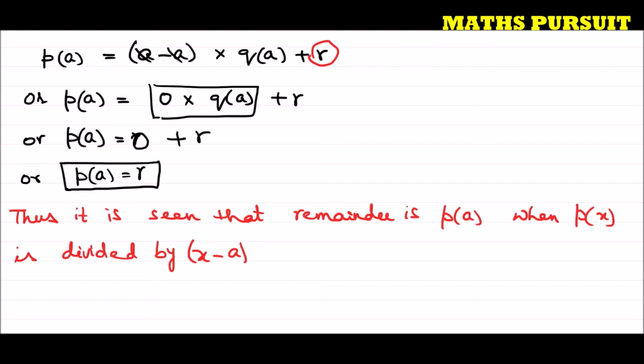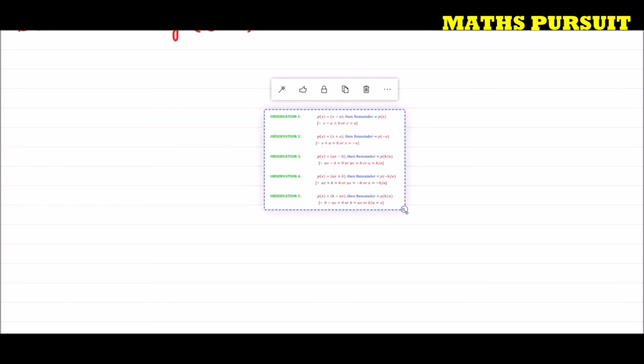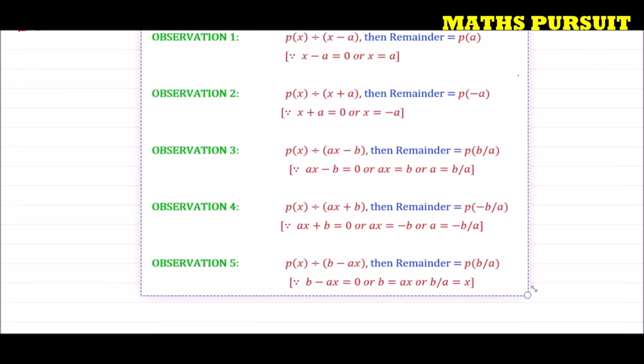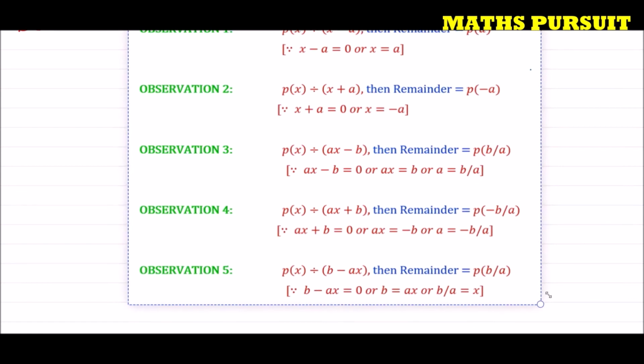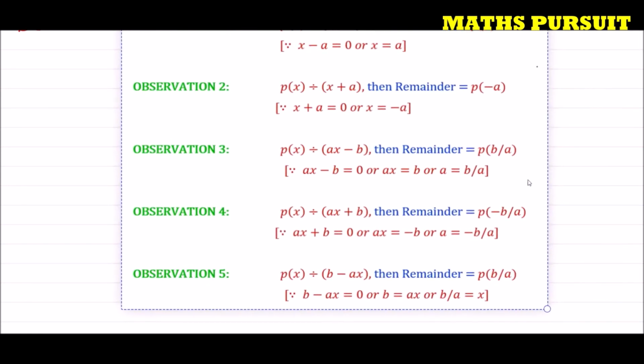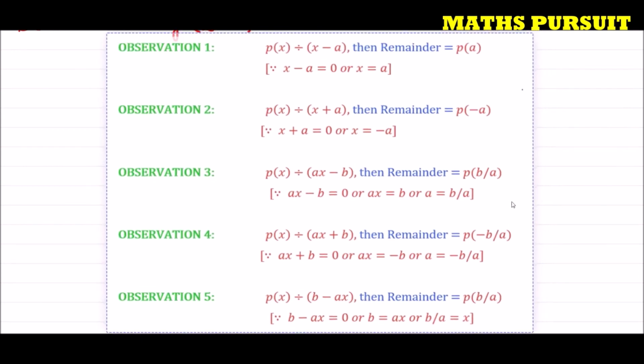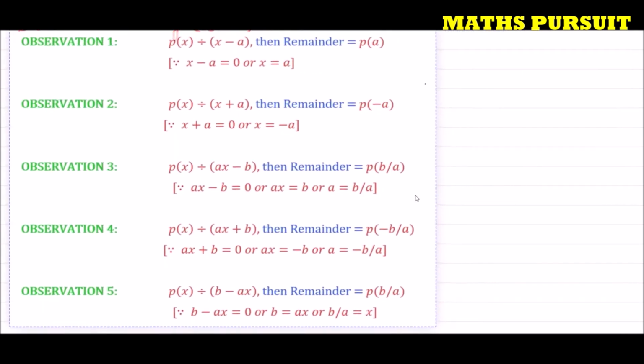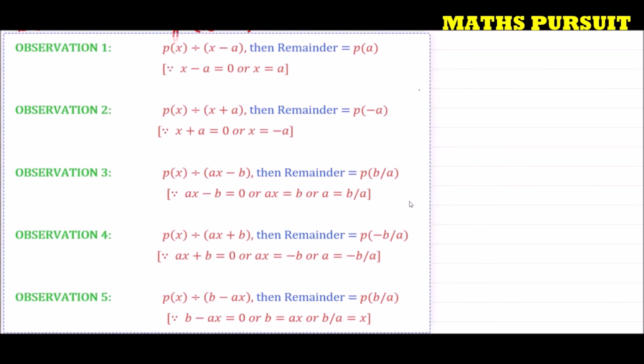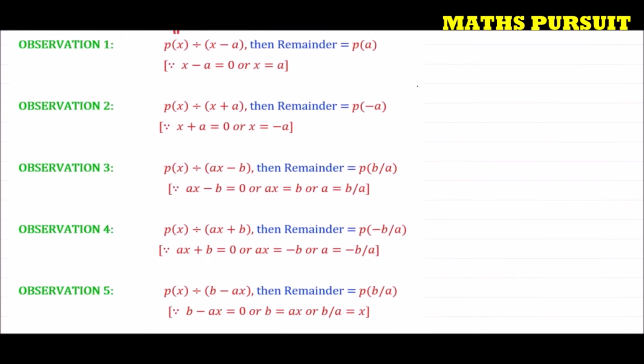Now what we got? We got that the remainder is p(a) when p(x) is divided by x minus a. Keeping this in mind, we have certain observations. I have noted down certain observations which would be more helpful if we get any type of questions. Now let me put these observations on this screen. We will quickly analyze these observations so that it would be easy for us to answer any type of questions or reminders that the question might give us. I have noted down 5 observations from using our remainder theorem.